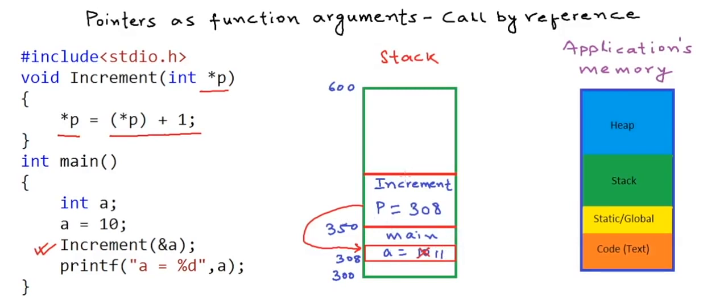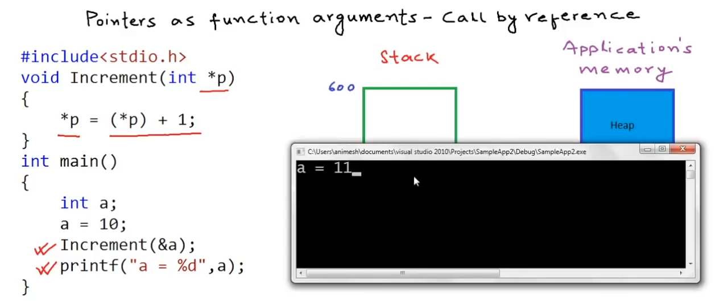So now when increment finishes and we come back to the main method and the next line gets executed, which is the print statement, then A is now 11. If you run this program, then what gets printed is A equal 11.